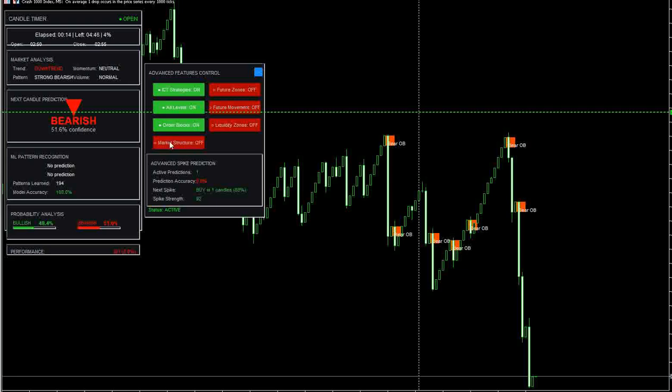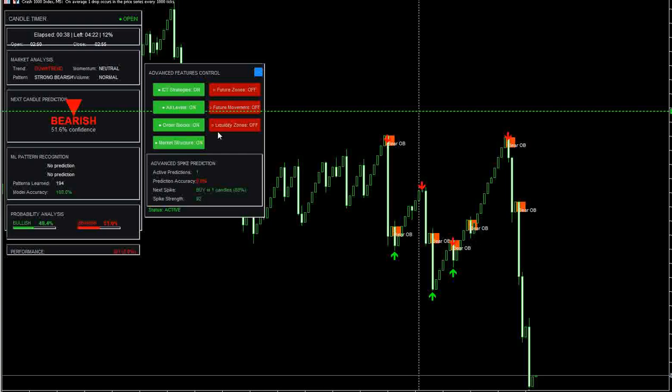Then market structure is off. When you click on this, look at the market structure. It will indicate the market structure, from here bearish, bullish, bearish. So you'll be able to identify SMS and SNS, the W and M. It will make it easier for you to identify the reversal of the market, the possible reversal.